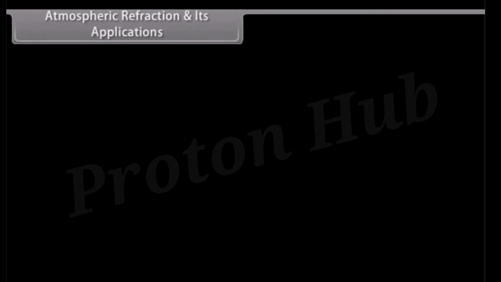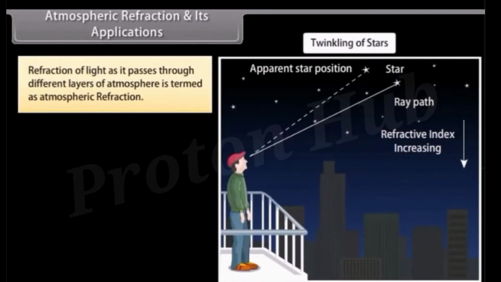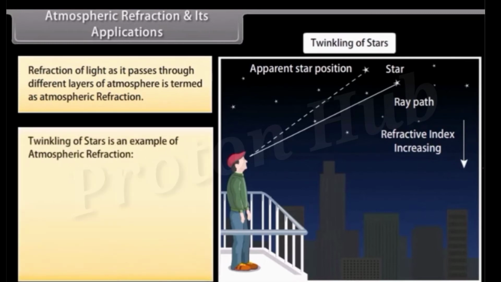Atmospheric refraction and its applications. Our atmosphere is not uniformly dense at any local place. Depending on the local condition, it may have hot and cool air near the ground. Hot air is lighter than cooler air and hence has lesser refractive index than cooler air. Due to this, starlight or sunlight entering the atmosphere undergoes refraction. This is known as atmospheric refraction.